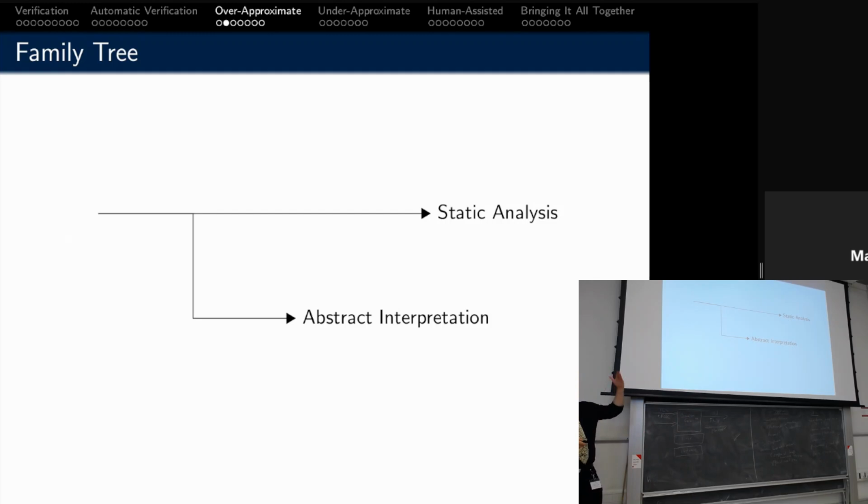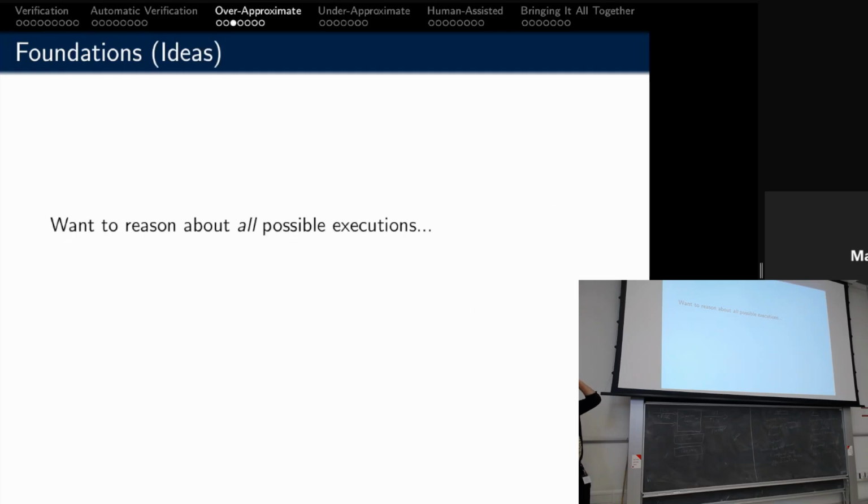And the two communities do interact. There's things that go back and forth, but you will find that each community has its own names and its own words for the same ideas. And so if you go talk to the static analysis people and say, isn't this a reduced product domain? You may get a strange look. So, okay, well, what's the view?